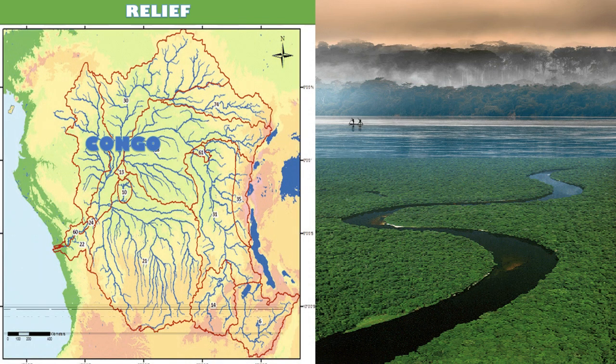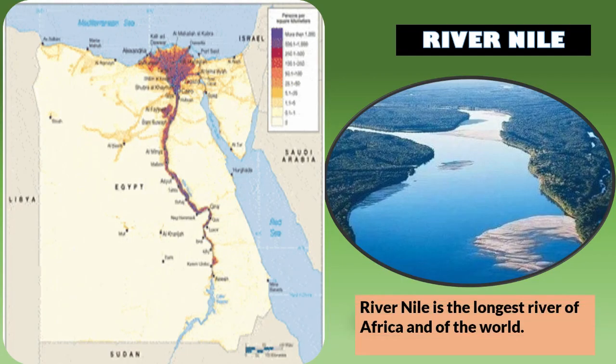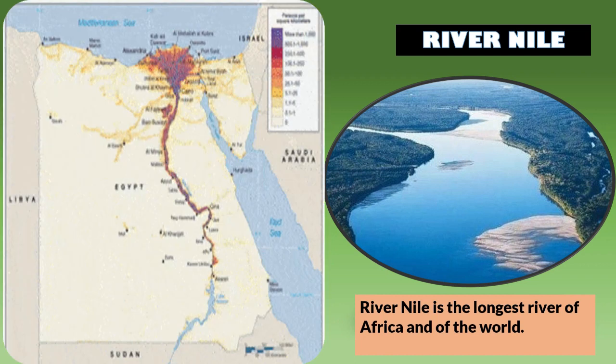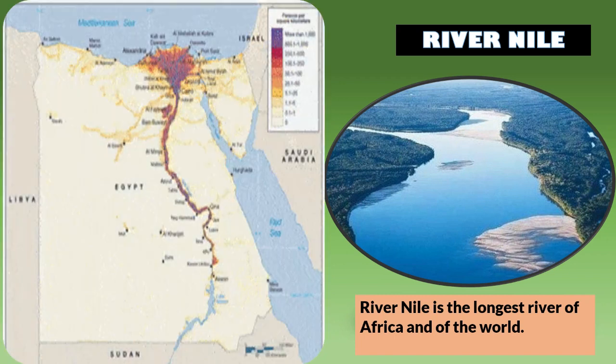Now the Congo Basin covers almost the entire country. Now we should know which is the longest river. If Congo is the second longest river in Africa, then which is the longest river in Africa? River Nile is the longest river of Africa, and it is not only the longest river of Africa, but it is also the longest river of the world.